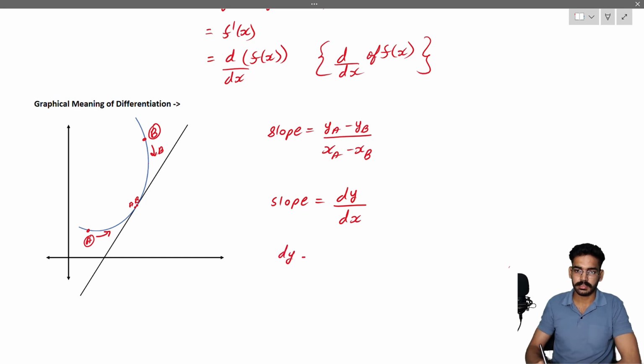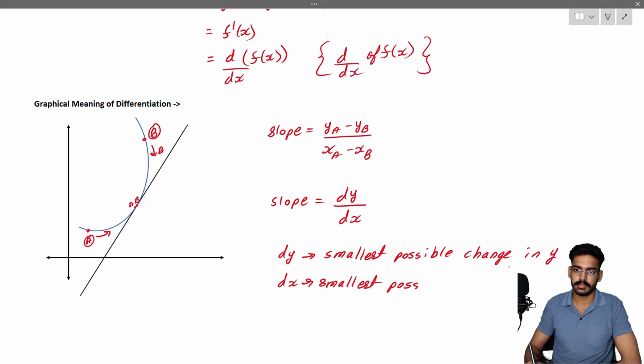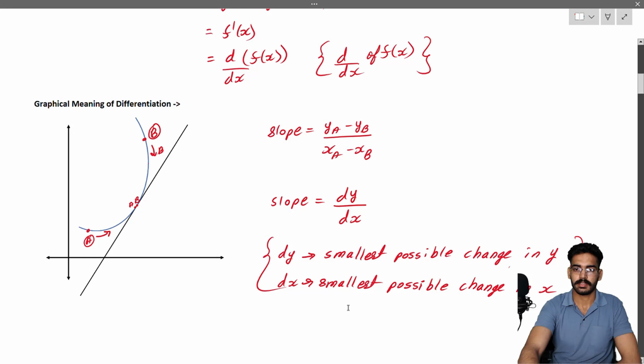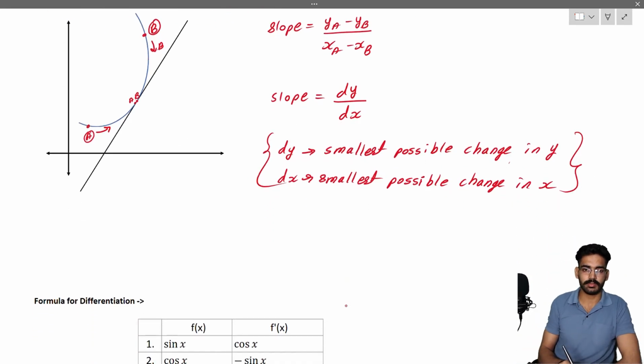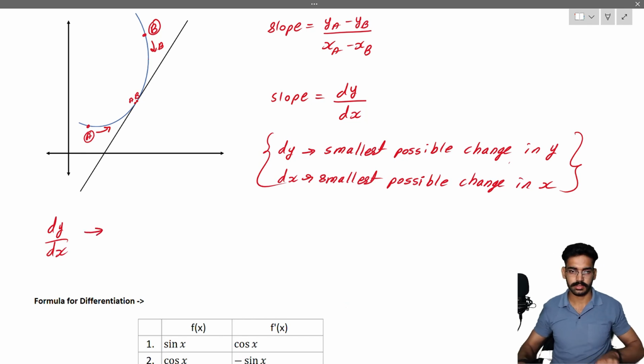Now what is dy here? Let me write again: smallest possible change in y. And what is dx? Smallest possible change in x. I hope everyone got this. dy by dx is my slope. So now what is dy by dx? Let's write this down also. Notes should be proper.